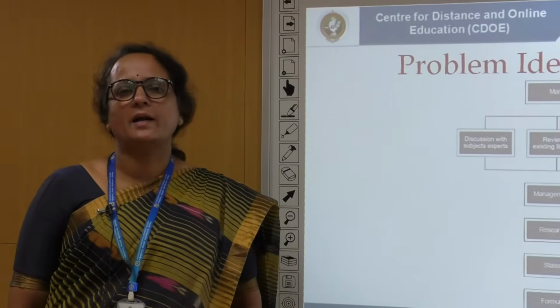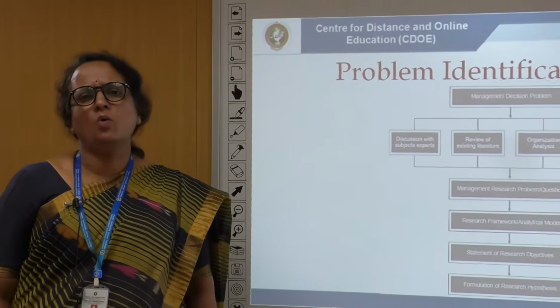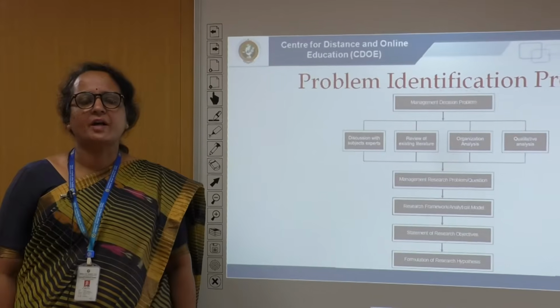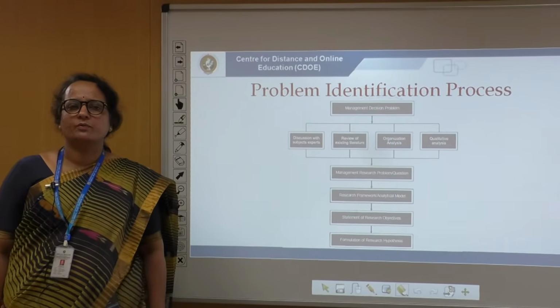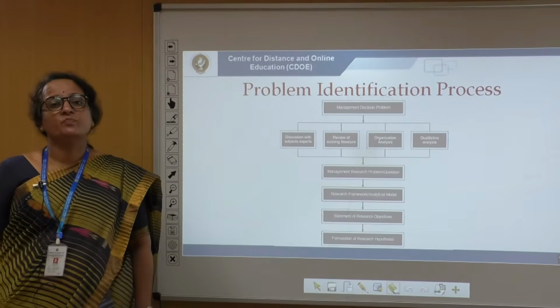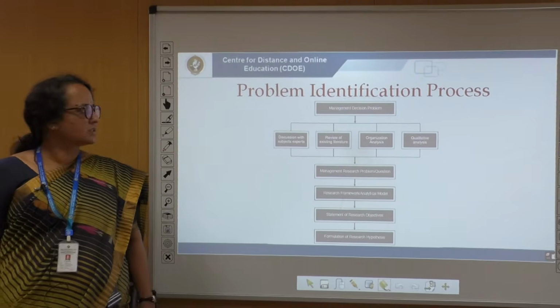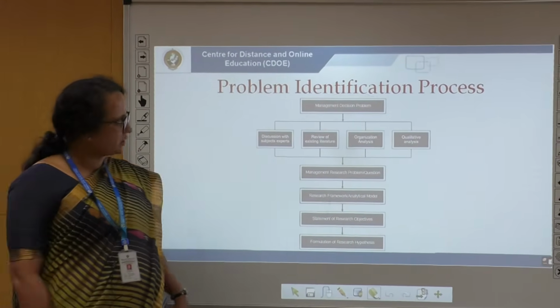In the previous session, we discussed what a research problem is and the difference between the management decision problem and the management research problem. The next concept is the problem identification process: how a research problem will be identified by the researcher. There are many steps followed in the problem identification process. We will discuss this in brief.